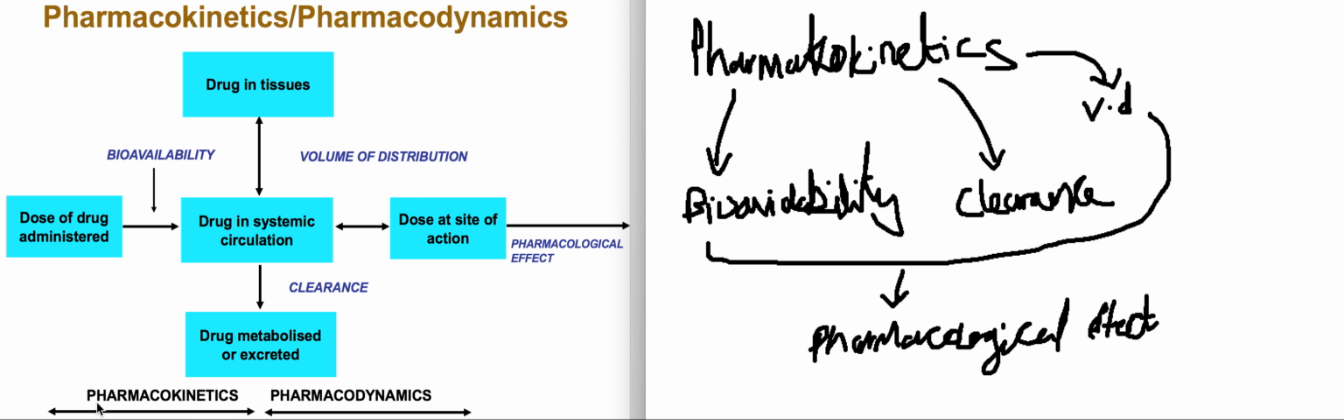Now we have two terms written on the bottom here: pharmacokinetics and pharmacodynamics. Pharmacokinetics is what the body does to the drug, whereas pharmacodynamics is what the drug is doing to the body. So two different things, and we're concentrating on pharmacokinetics here, so what the body is doing to the drug.